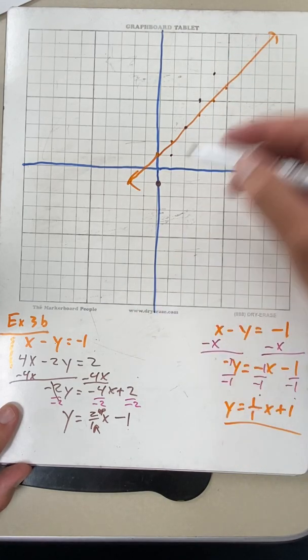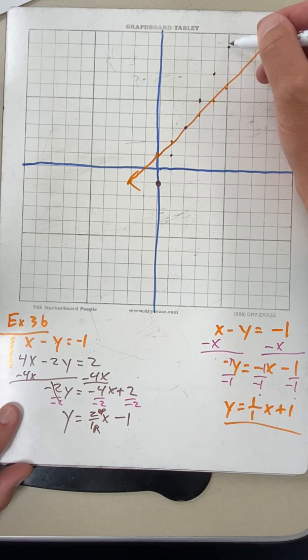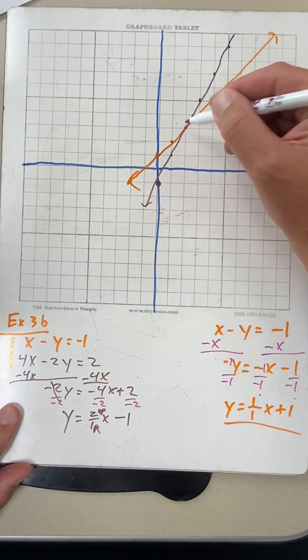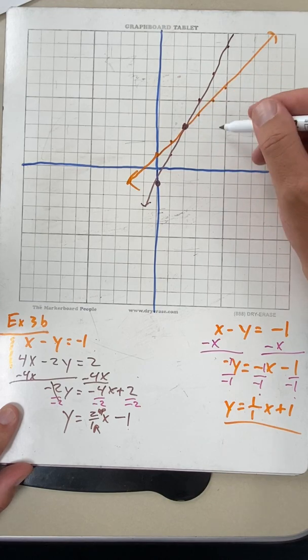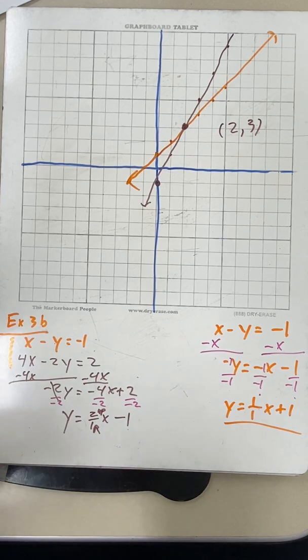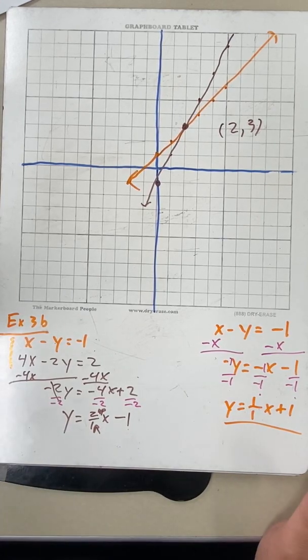These two are very steep. They do end up intersecting, you can see, at this point right here. So our solution to the problem is 2, 3. All right, this will get you through Chapter 2, Section 3, Day 1.